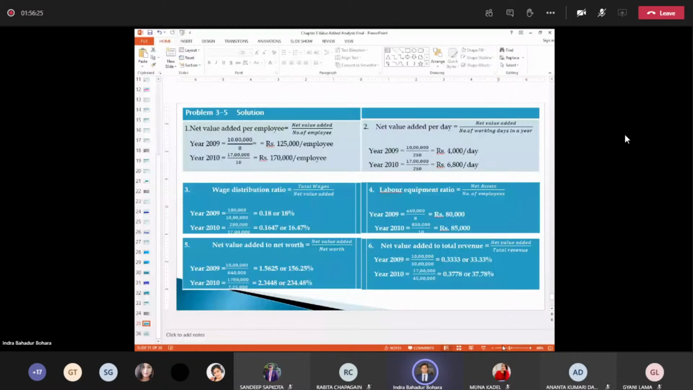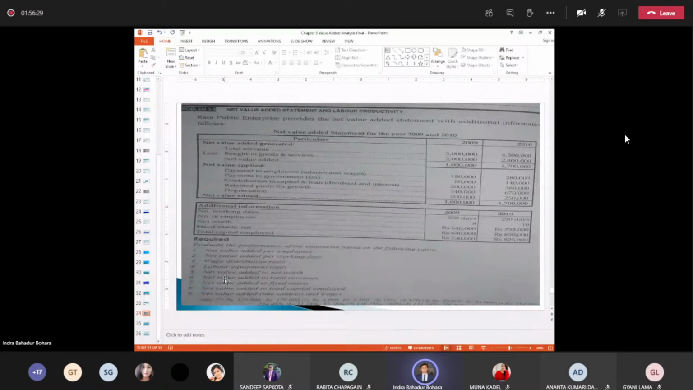Finished? Up to 6 number. Then other ratio 7. Net value added to fixed asset, net value added to total capital employed, net value added times share salary, and this we are given here. Salary and wage is the payment to employees. Capital employed is also given, net worth given, fixed asset given, everything given.